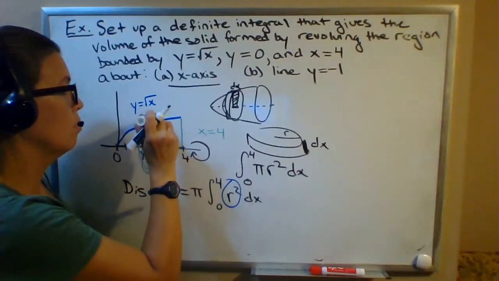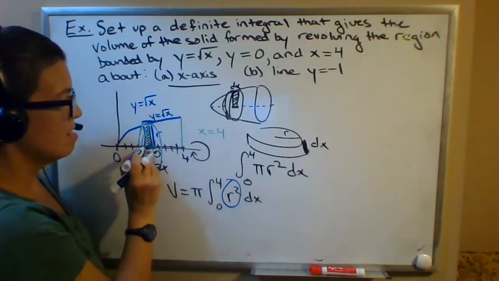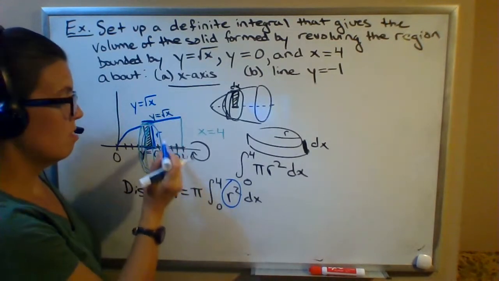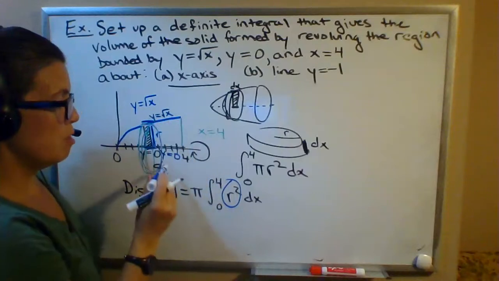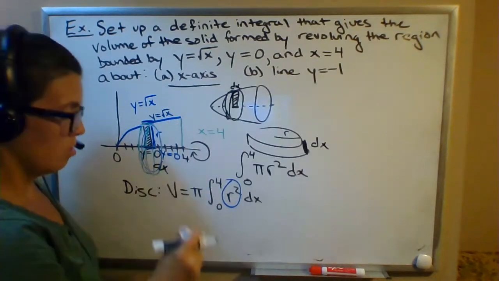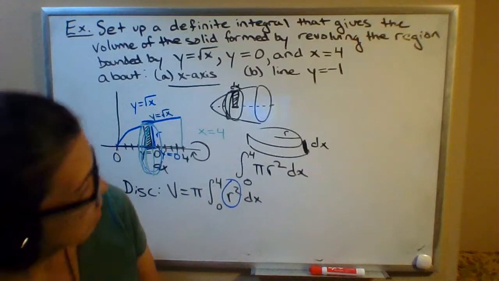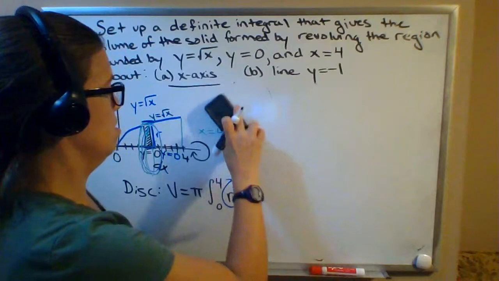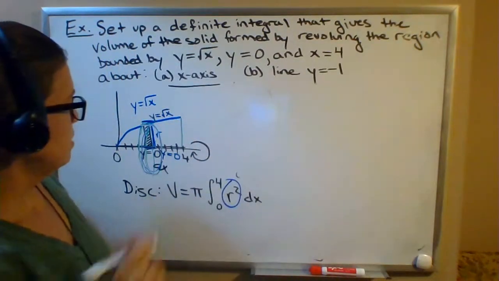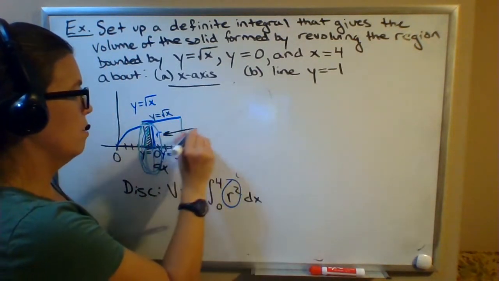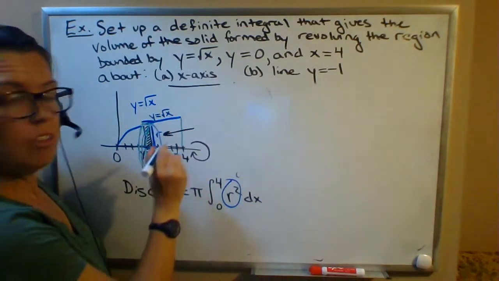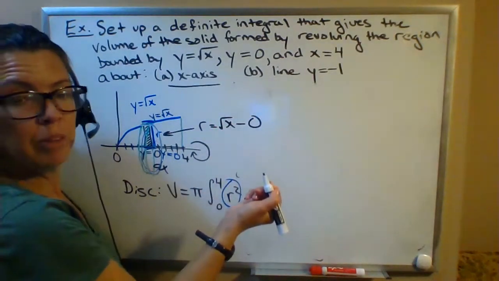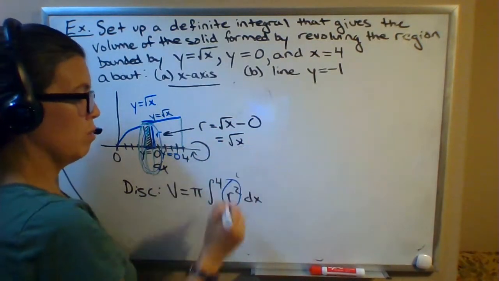So up here along the curve, y equals the square root of x. Down here on the x-axis, y equals 0. And so the radius, this distance, will be the difference between those y values. In this case, that radius is a vertical distance, so we can do top minus bottom: square root of x on top minus 0 on the bottom. So the radius in this case is just square root of x.